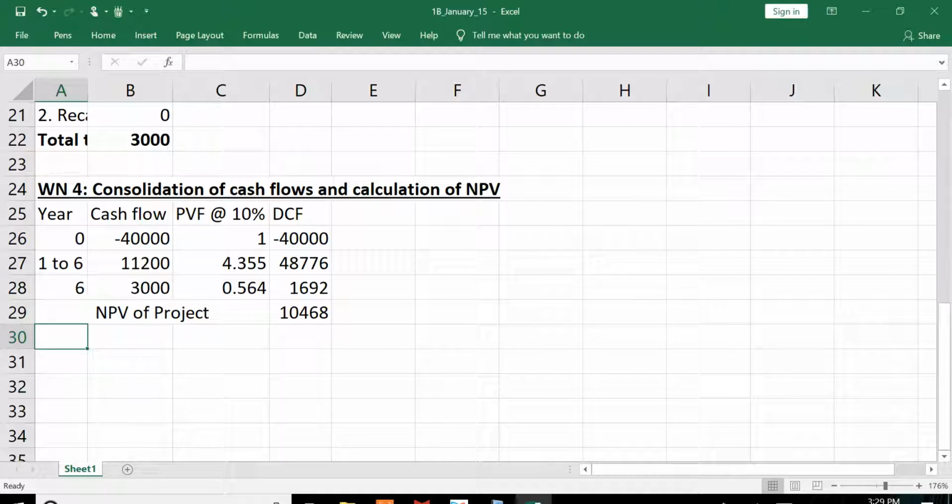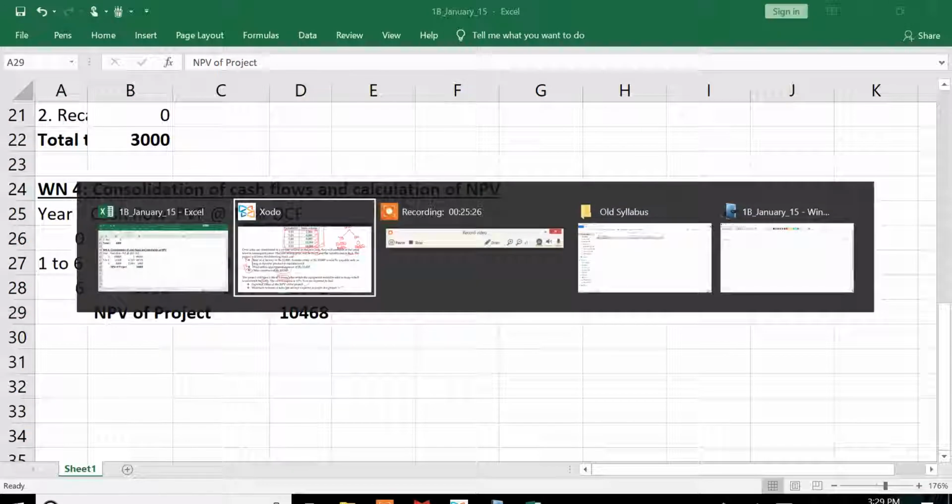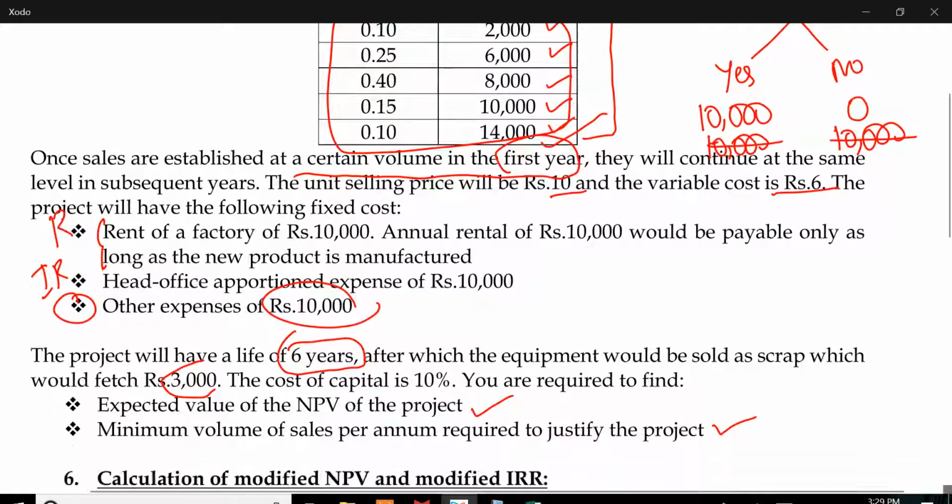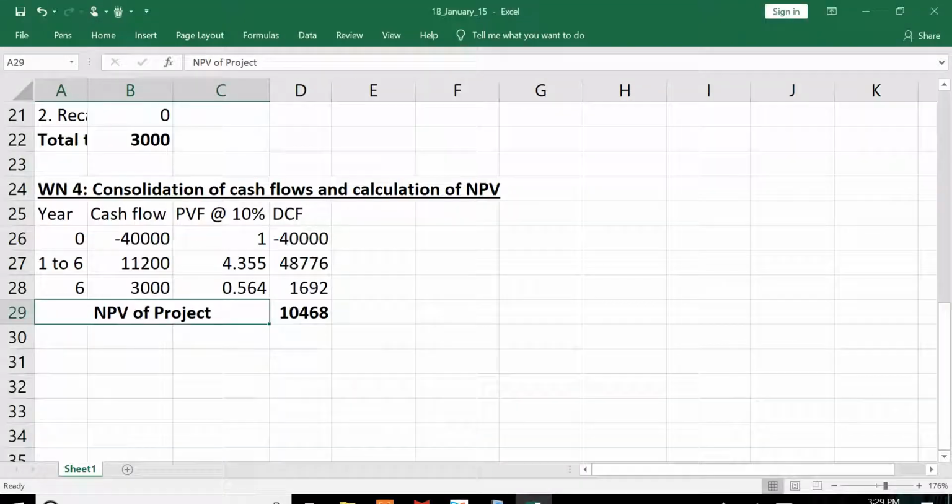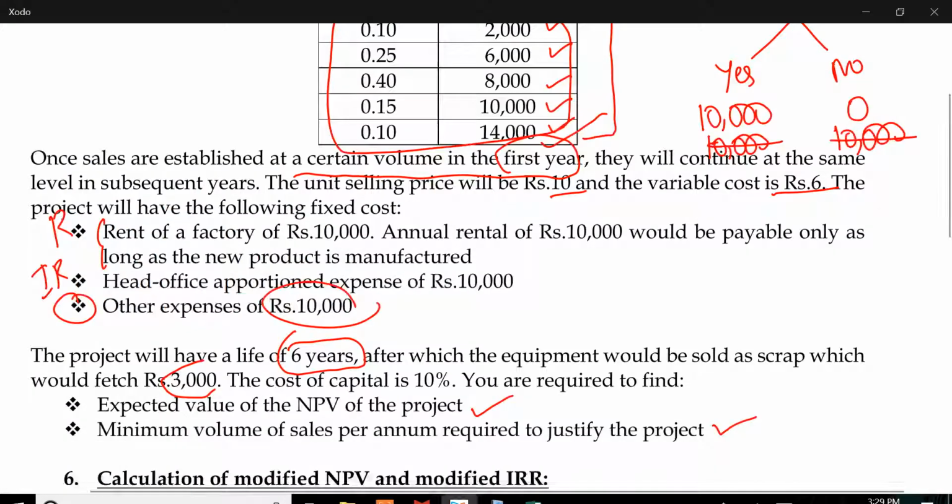Any doubts on this? Any doubts on the NPV of the project? So the NPV of the project is 10,468. That was the first part of the question. Expected value of the NPV of the project. Why is it called expected? Because we did probability analysis in this.